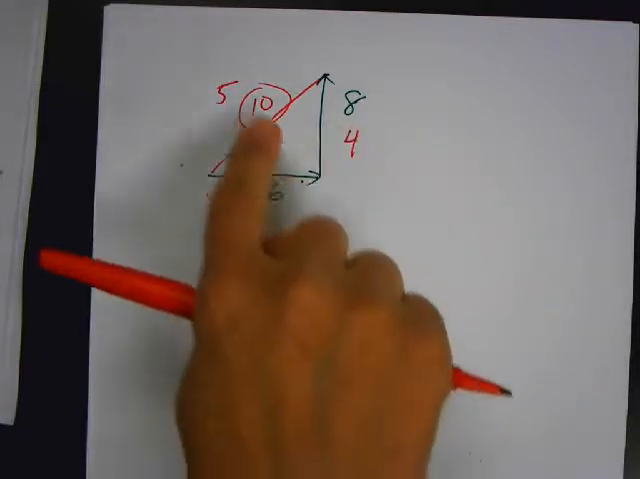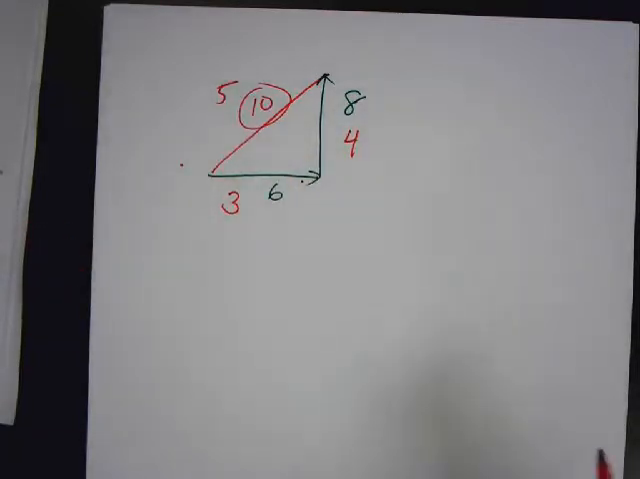If these are perpendicular, you're going to use Pythagorean theorem. Do I even need to use the Pythagorean theorem? It's a 3, 4, 5 triangle.